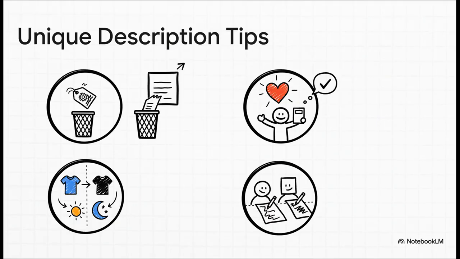So how do you do it? First things first, delete all that manufacturer text. Just get rid of it. Start fresh. And instead of listing features, talk about the benefits.